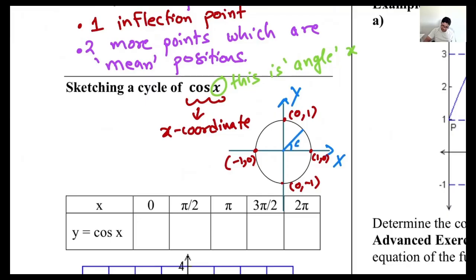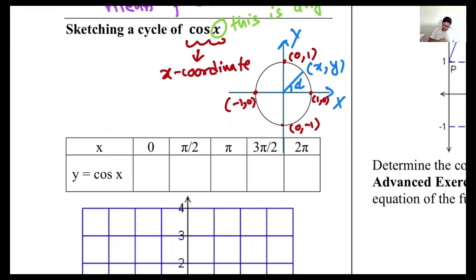We used to have alpha or theta for that angle. That is x here. When I generally write, because a trigonometric function is a function of the angle, as a variable we use x here, but you need to understand. And when I said x coordinate, I'm talking about the x and the y coordinates of that point.